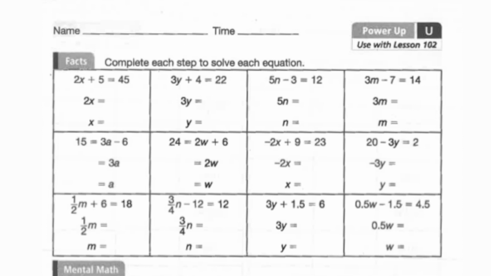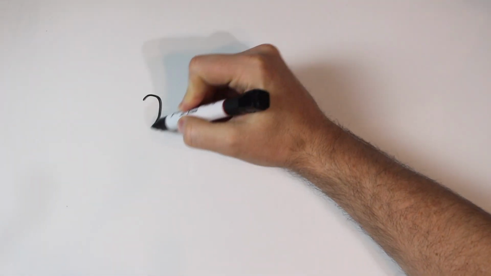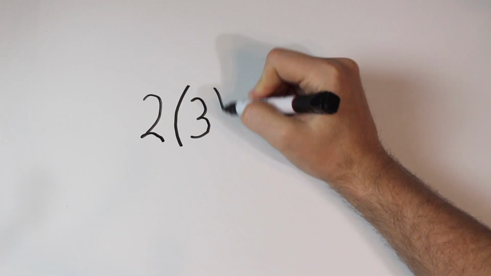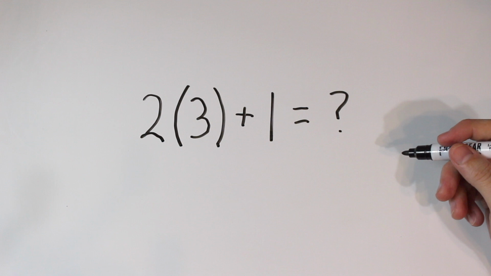Okay, today's PowerUp reviews balanced equations with a variable. Before we dive into the answers, I want to point something out which might help you to remember how to solve these kinds of equations that have a variable in them. Let me start with this problem, which is a lot like an order of operations problem from your last lesson's PowerUp. 2 times 3 plus 1.